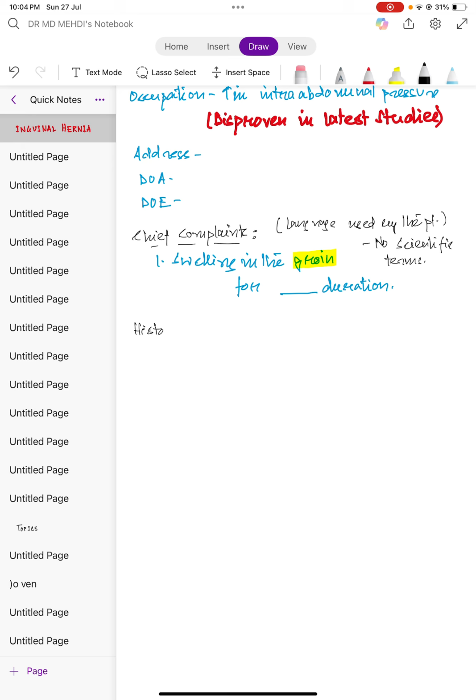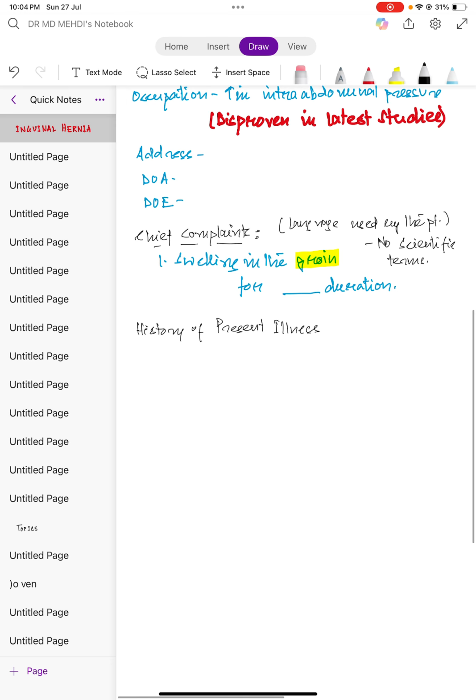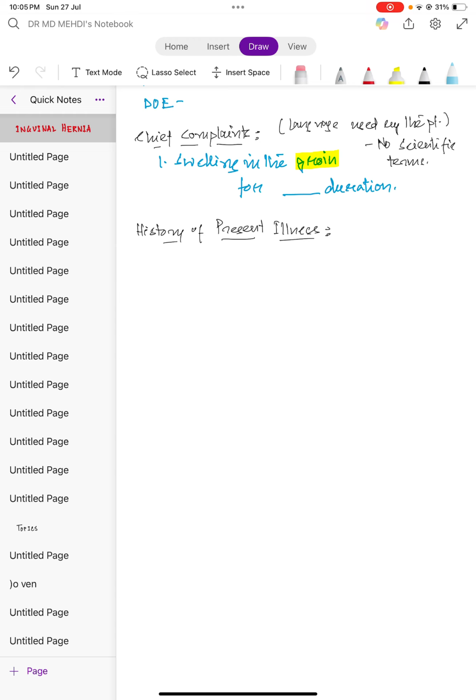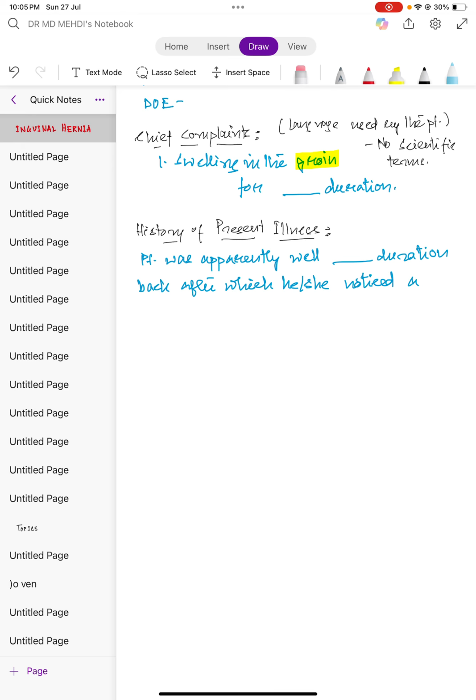Now, history of present illness. In this case, the main things that we must address are: patient was apparently well, and you have to mention this much duration back, after which he or she noticed a swelling in the dash groin. It may be right or left or bilateral.